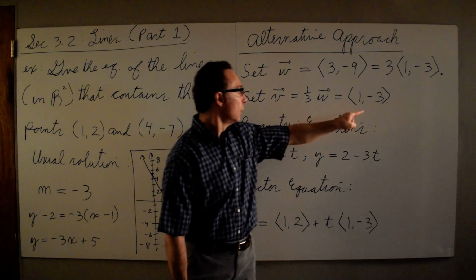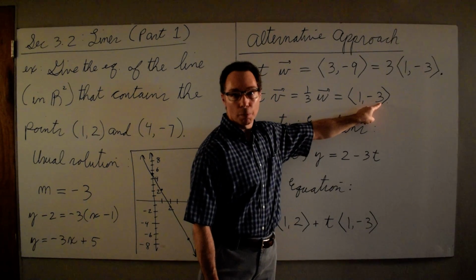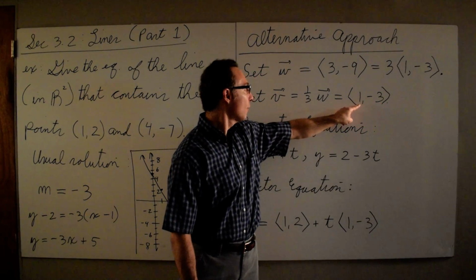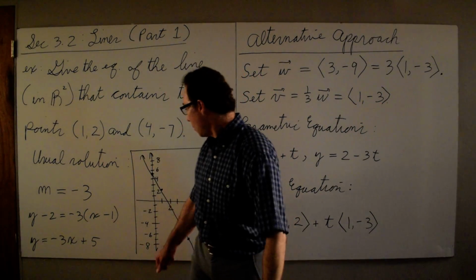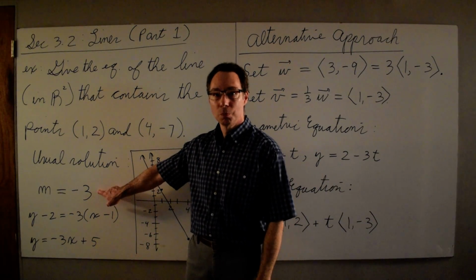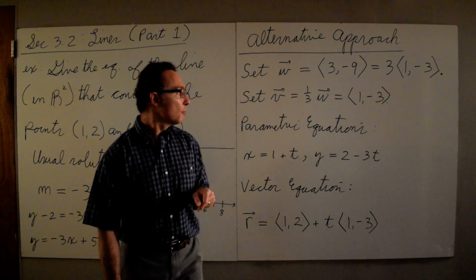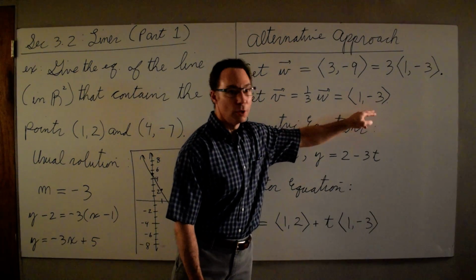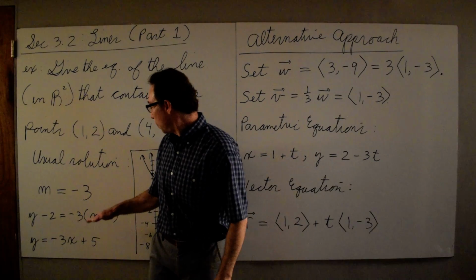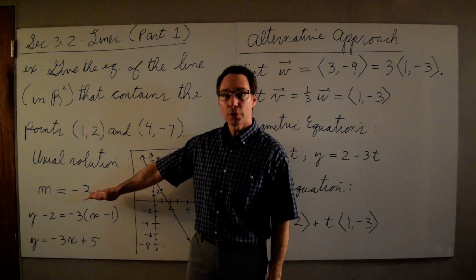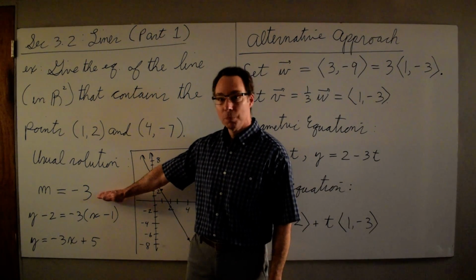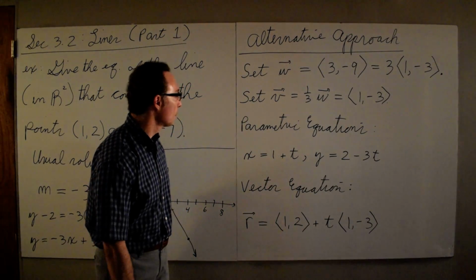Look at this though. If you take the second component of this vector and divide by the first component, you have the slope of the line. Same thing with this vector. So this vector gives you the direction of the line. The slope, the -3, is just this vector presented as a number. You could think of it that way.